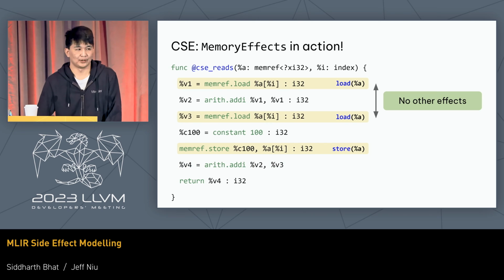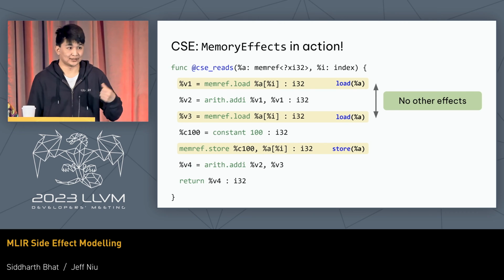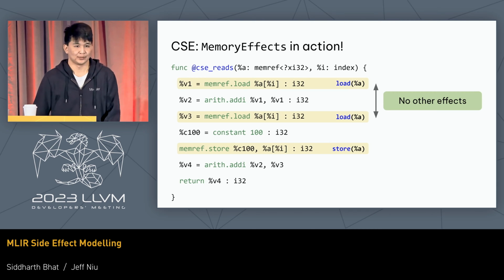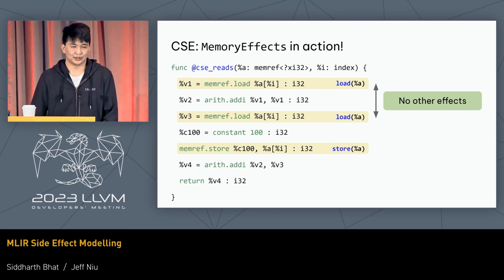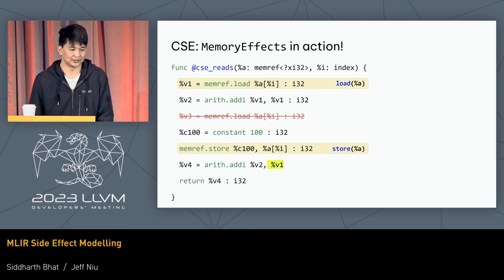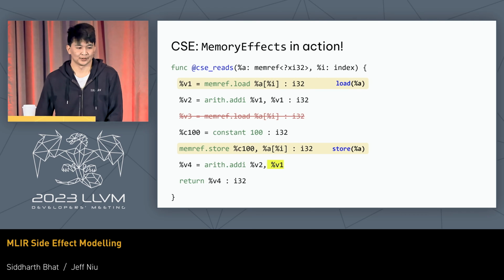One thing that MLIR does with memory effects is that CSE is memory effect aware. In the example Sid gave before, it was not valid to CSE the loads because there was a store effect to the affected memory in between. But in this situation, we have two identical loads, the operations are identical, and there are no other affecting operations in between them. So we can just delete the second one and replace it with the first load.